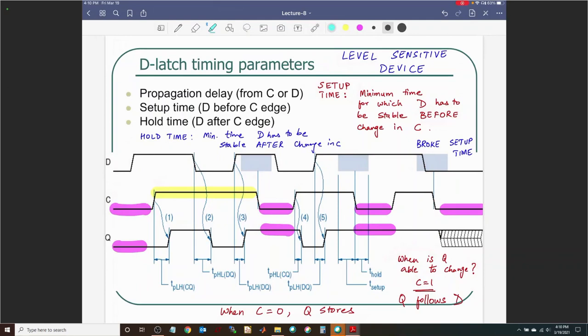The propagation delays took some time. So high, then low, then that. High, then low, then that. The blues match. So here are two statements that are an outcome of a D latch. When you make C1, your output follows input D. But when you make C0, output is stored.